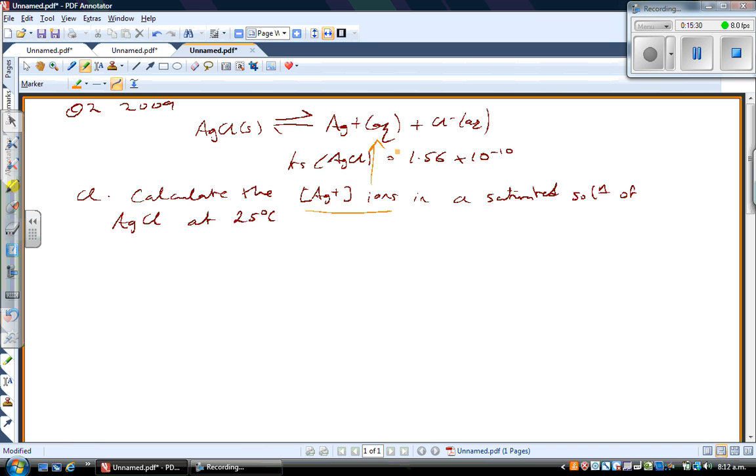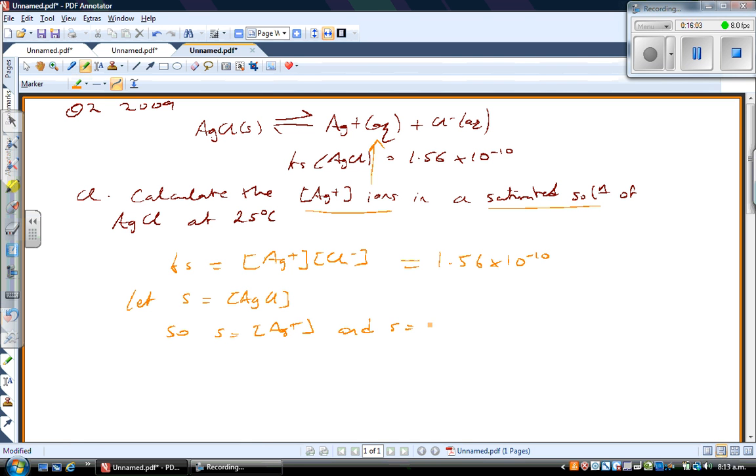It's a saturated solution, so we can write the equilibrium expression. The equilibrium expression for this is Ks is equal to the concentration of Ag plus times the concentration of Cl minus, and that is equal to 1.56 by 10 to the minus 10 because that's the Ks value. Now we use the old substitution, so let S equal the concentration of AgCl to start with. Therefore S is equal to the concentration of Ag plus, and also S is equal to the concentration of Cl minus.